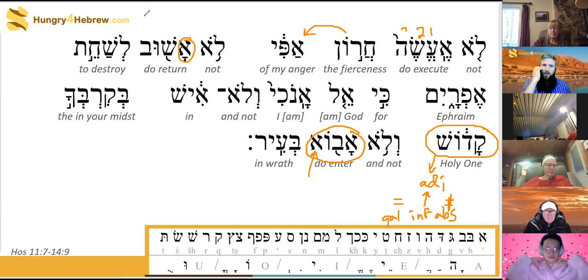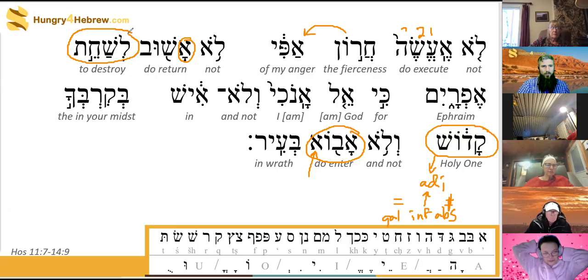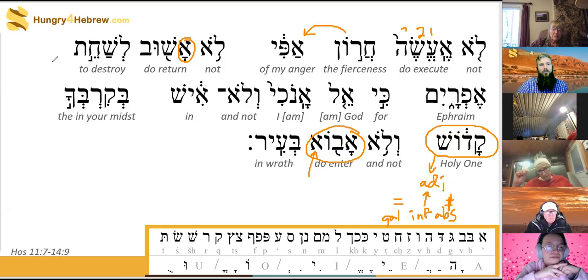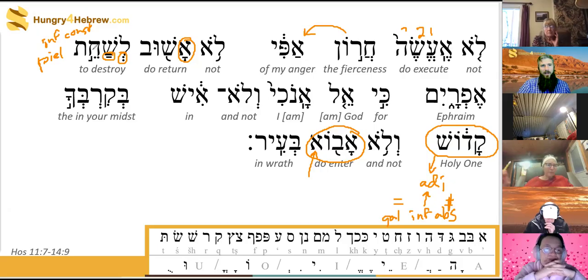We already mentioned it. Lo ashuv leshachet. What kind of word is this? Form? Binyan? Infinitive construct. Very good, and Piel. So the le at the front helps tell us that it's an infinitive. It's supposed to be an i, use your imagination. The fact that we have a shva, patach, dagesh.